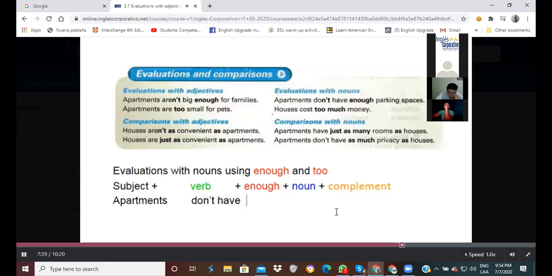So let me give an example here. Don't have enough, and then whatever noun that we want to include. So in this case, don't have enough parking spaces. Okay? So the noun is parking spaces. And then you can think of a complement, if you will, so you can include something else there. So for example, what could that be? Don't have enough parking spaces for people, right? That could be the complement. But in this case, the noun is parking spaces.